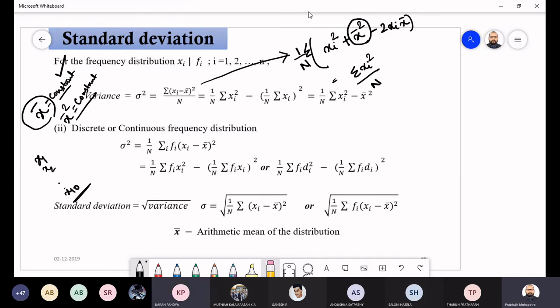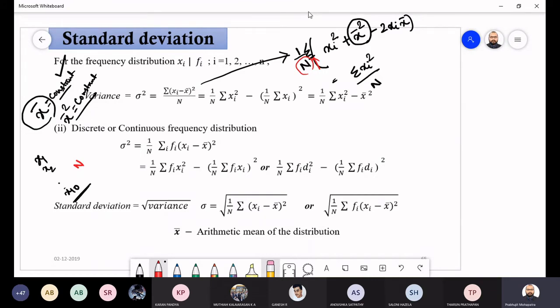If x bar is constant, x bar square is constant or not? Yes, sir. And x bar square, how many times are you adding? N times, capital N. You are adding n times if you are having n data. That is why capital N is there. N number of data is there. So you are adding N times.